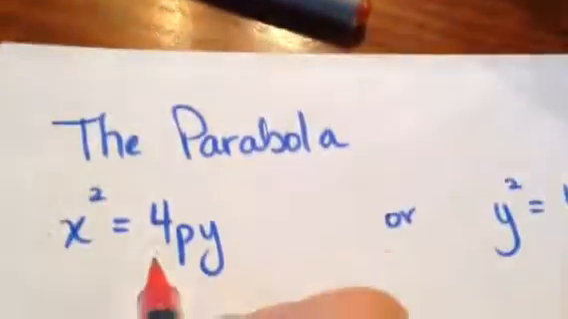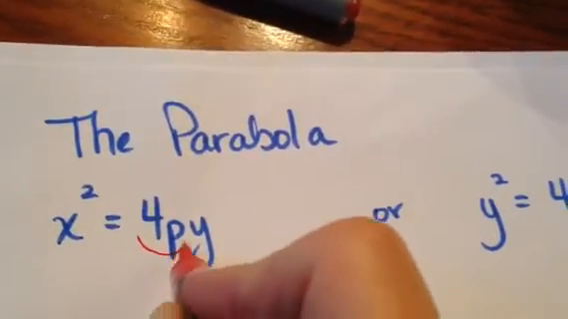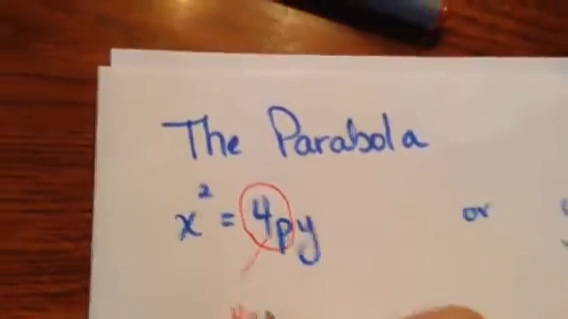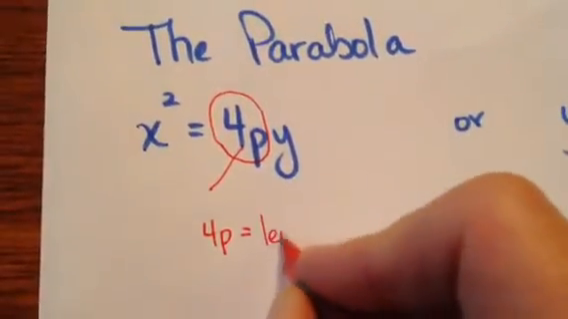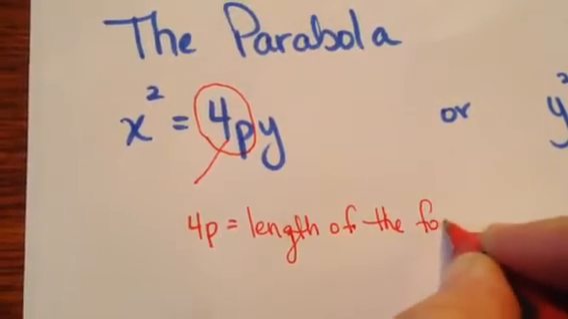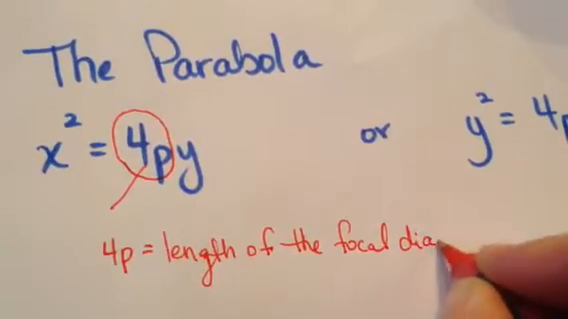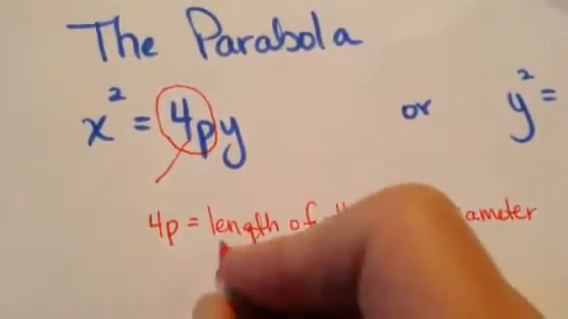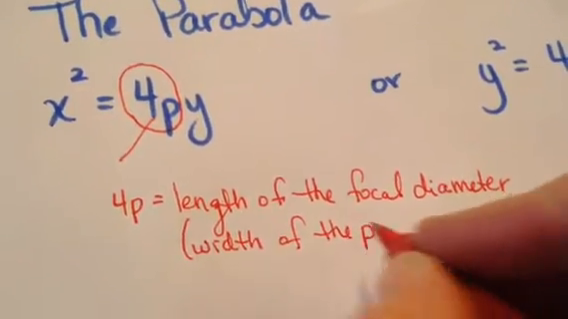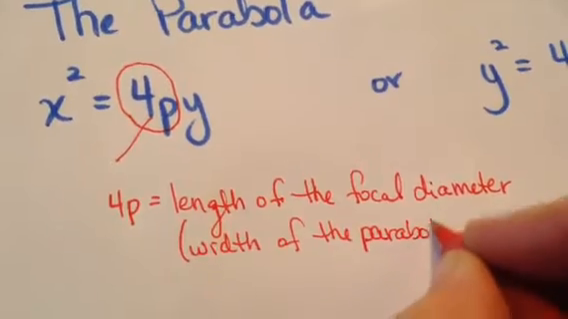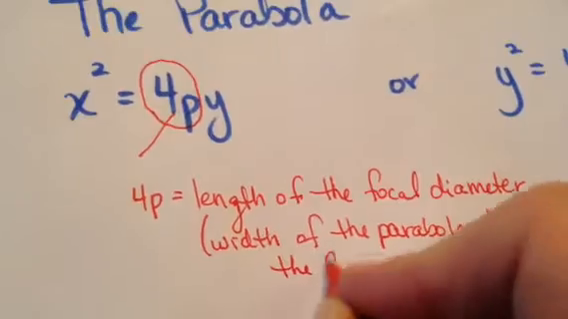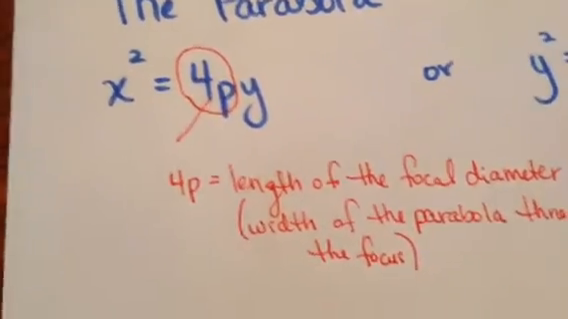Let me just go ahead and note out some different things. This value in front of the y, this 4p right here, this is always going to be the length of the focal diameter. And you're like, what is that? Well, I'll tell you. That is the width of the parabola through the focus. It's great information. So when you're graphing it, it tells you so much, and we will come back to this definition, okay?